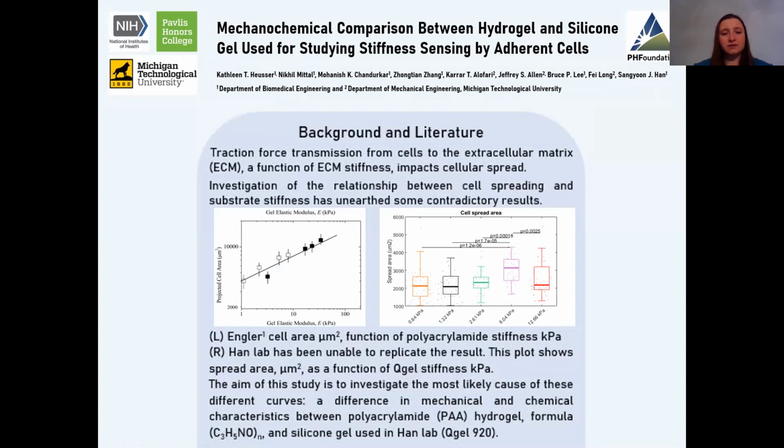On the left, you see a figure from a study by Engler et al. in 2004. Cell area increases with increasing stiffness of the gel. This was done using polyacrylamide gel. On the right, you see a study by the Han lab using Qgel recently, and this exhibits a biphasic trend. So after a certain threshold stiffness, the cell spread decreases instead of increasing as gel gets stiffer.